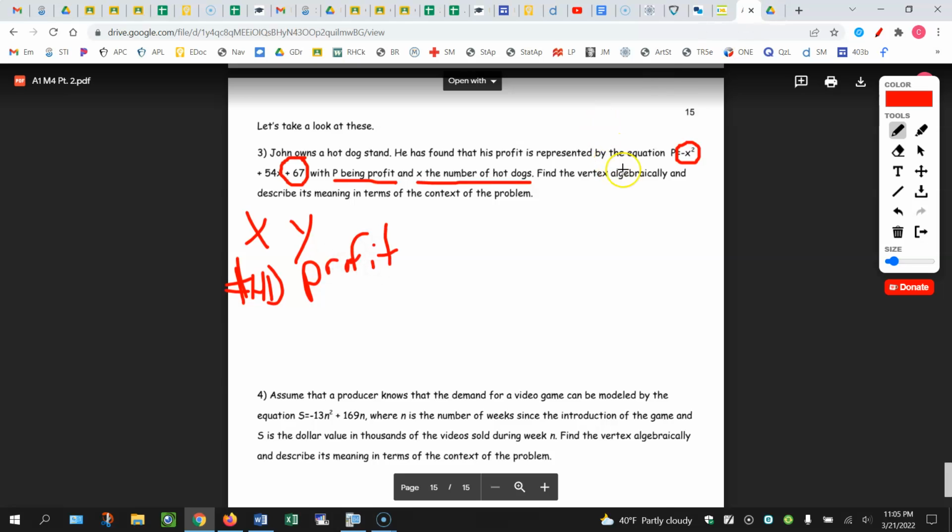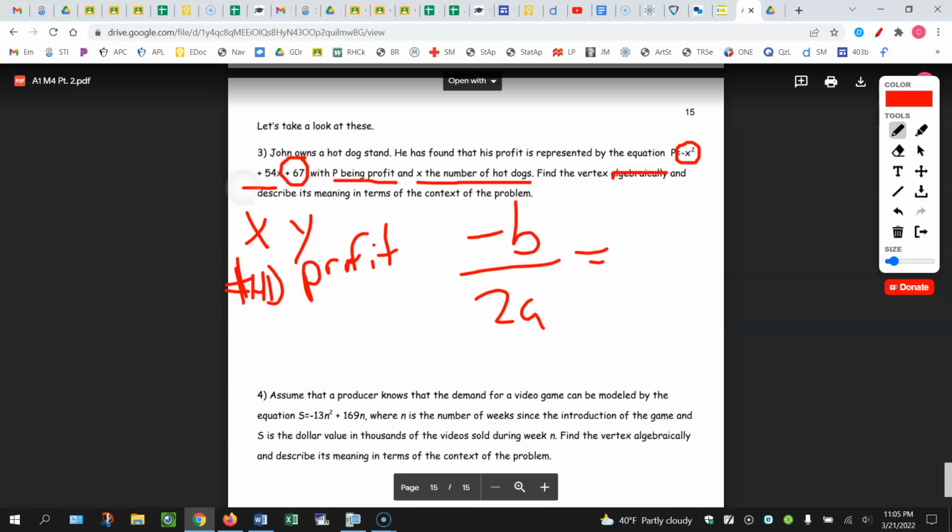Find the vertex algebraically. All right, well, we're not going to do that algebraically. That's a typo. It should be find the vertex graphically, and then describe its meaning in terms of the context of the problem. So remember, you're going to do the opposite of b divided by 2 times a. That's going to tell you where to center your table.